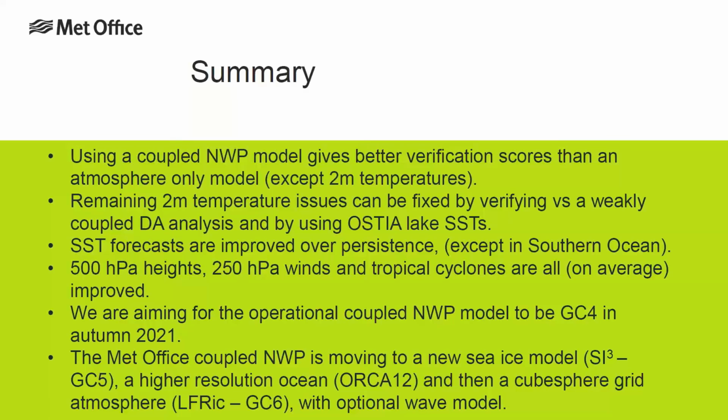We are aiming for the operational coupled NWP model to be GC4 in autumn 2021. The Met Office coupled NWP is moving to a new sea ice model, SI3, so that's going to be called the GC5 version of the science. A high resolution ocean, ORCA12, and then a cube sphere grid atmosphere, which is the LFRic model, will go into the GC6 version of the science with an optional wave model, WaveWatch III.